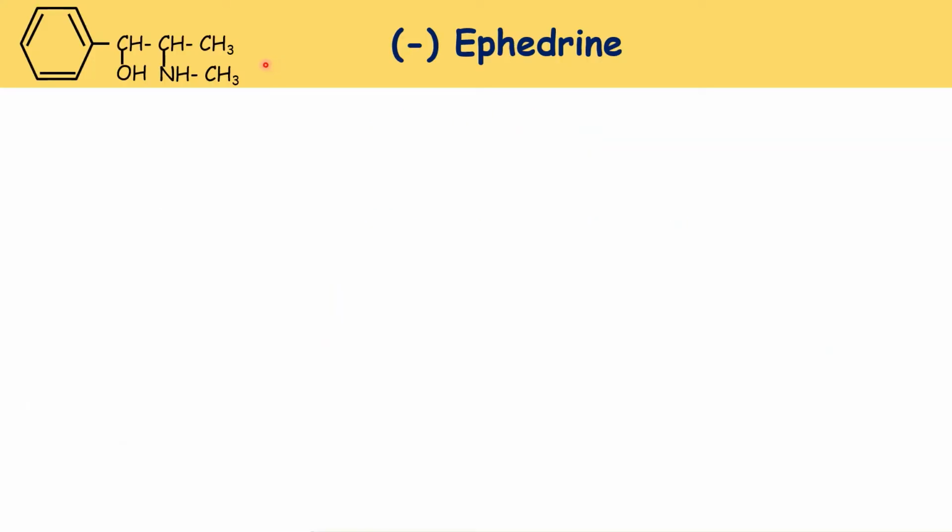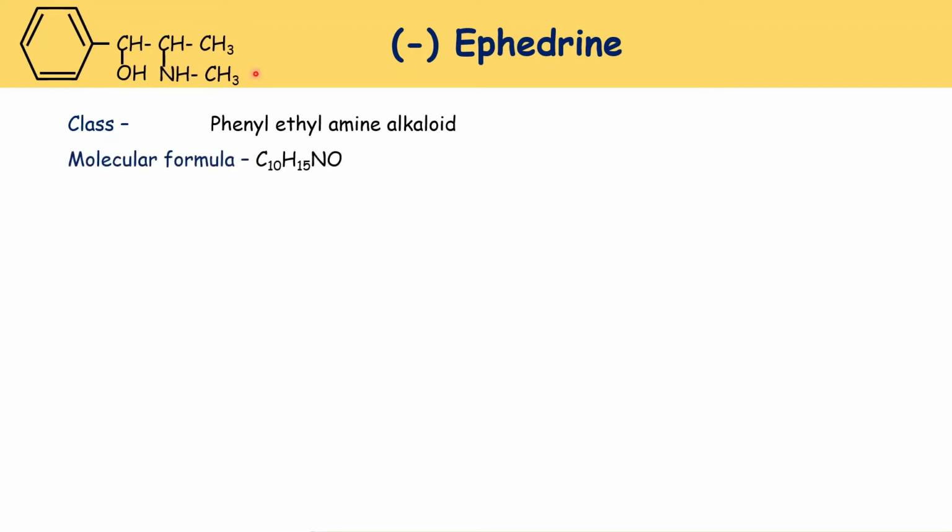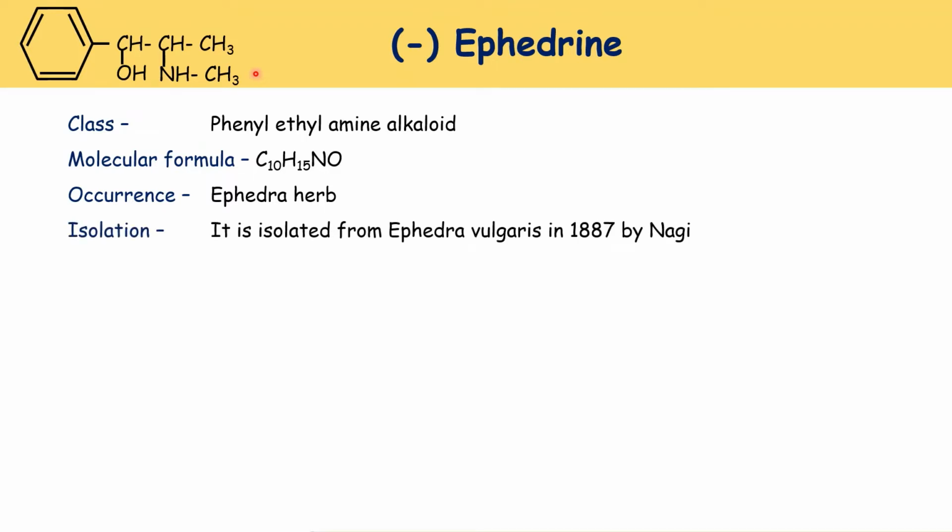First we see the introduction of ephedrine. The class of ephedrine is phenylethylamine alkaloid. Look at that structure. Its molecular formula is C10H15NO. It occurs in ephedra herb and it is isolated from Ephedra vulgaris, and that isolation was done in 1887 by Nagy. It is a crystalline solid.